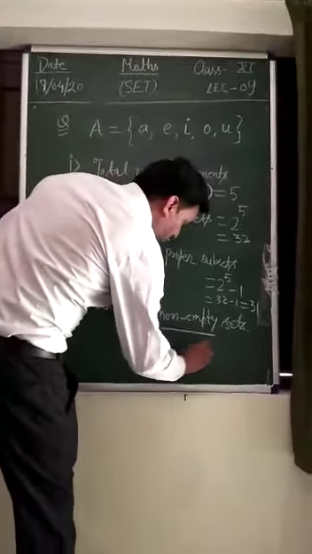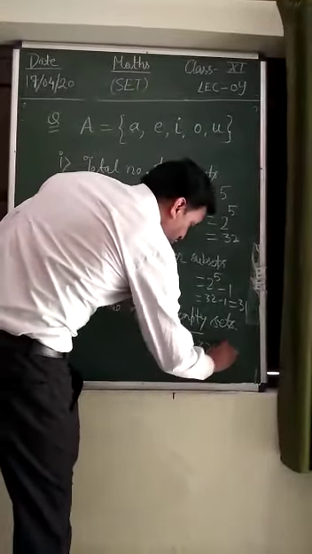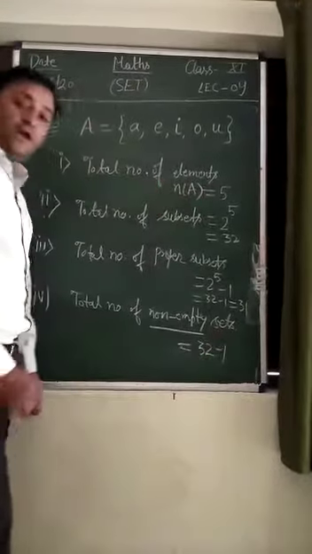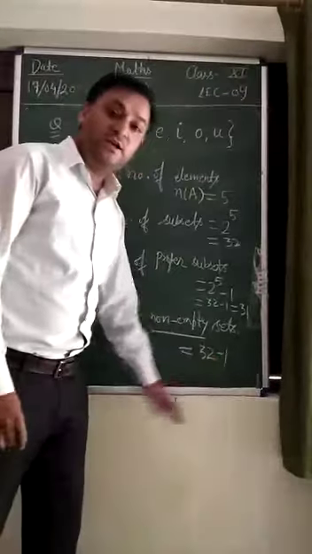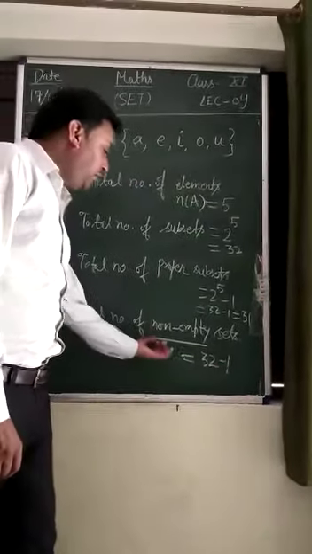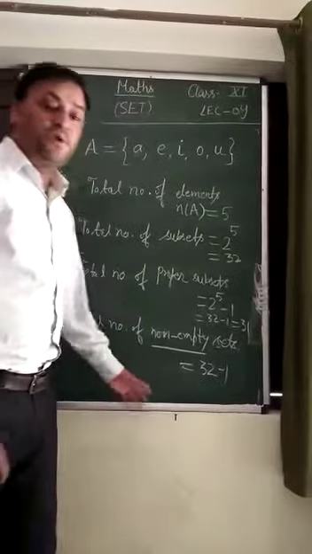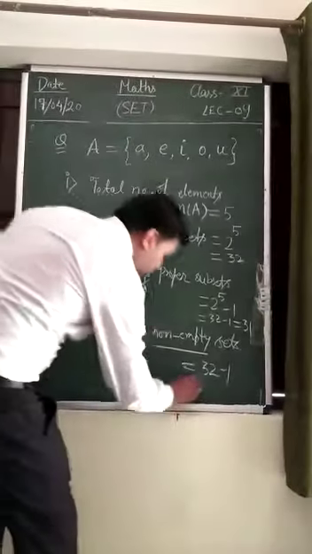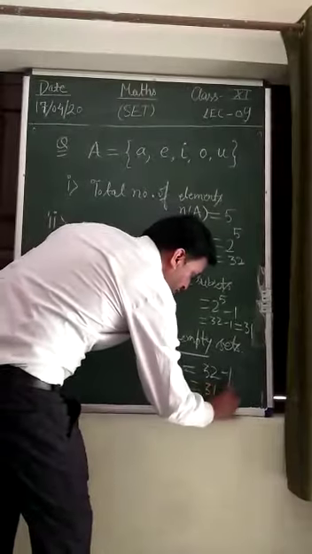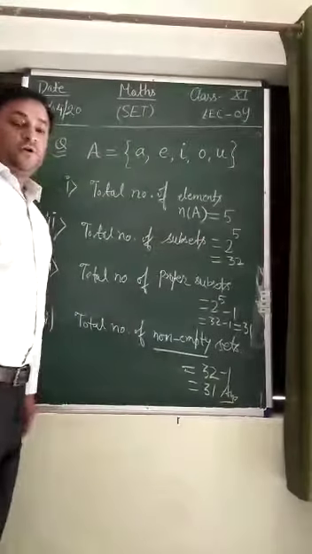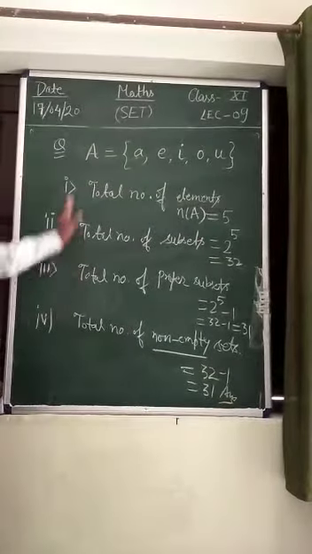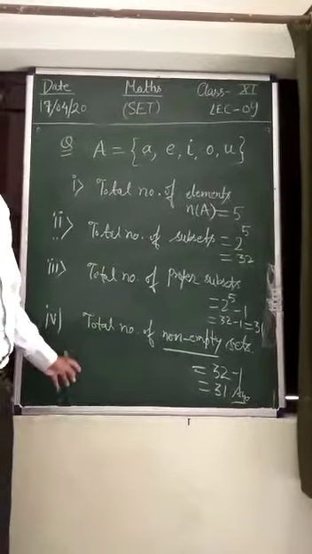So the total number of non-empty sets is 2 to the power of 5 minus 1. Minus 1, why? Because you remove the empty set, because this is empty, and you have to find the non-empty sets which contain a minimum of one element. So this is also 31, students. So these are 4 important questions which may be asked.